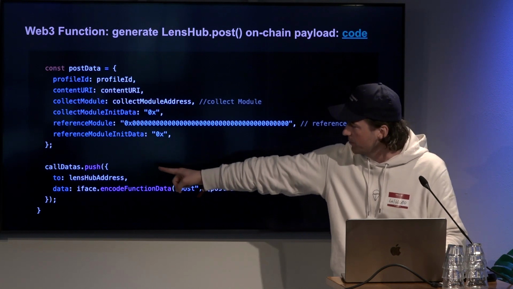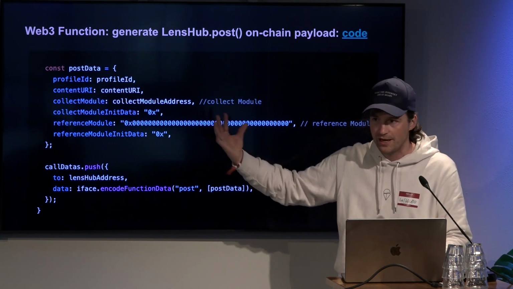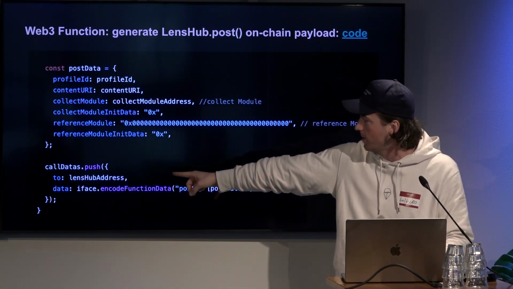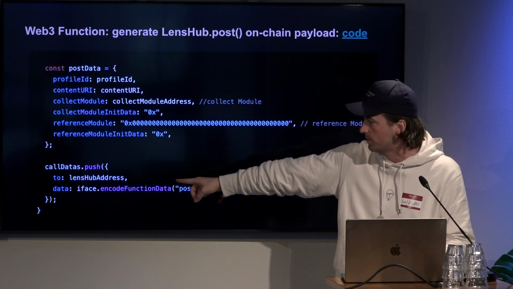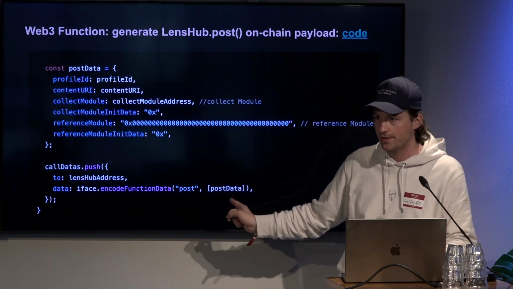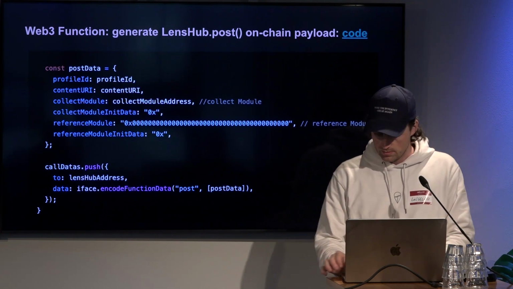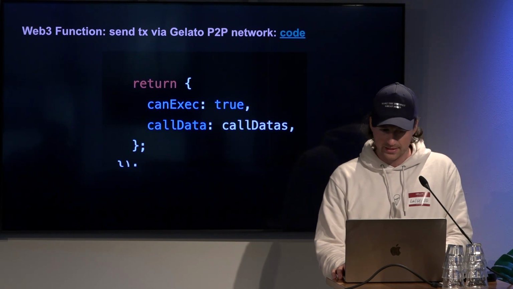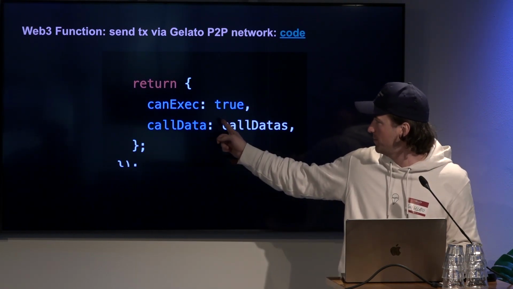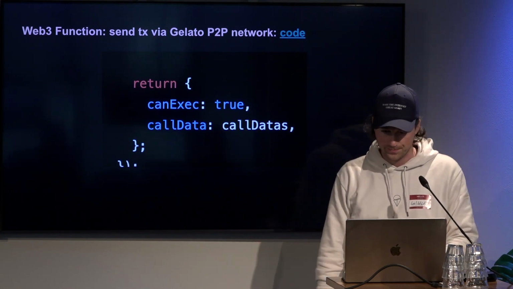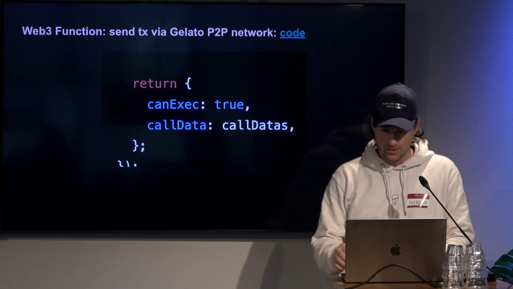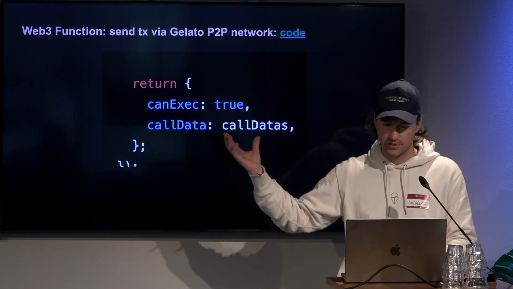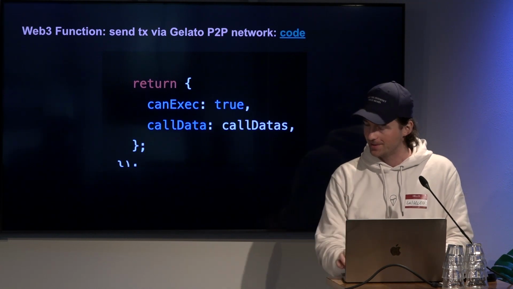We then just tell Gelato, okay, Gelato, I have a new payload for you to send. Gelato is very specialized in transaction sending, right? So hey Gelato, here's a new payload, please call the Lens hub address for me, and please post my data on there, right? And that's it then. In the end, you just have to say, okay, it can be executed, and off we go. From then on out in this return statement, your request gets sent to the Gelato P2P network, and it will be executed.